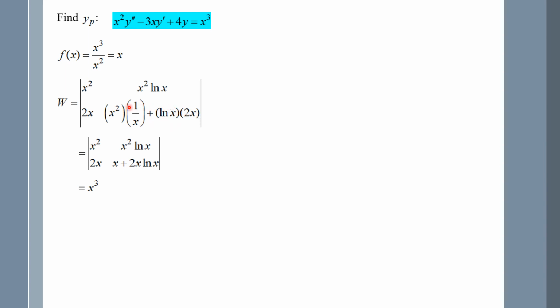We can now simplify this expression. x squared multiplied by 1 over x is simply x. And for this part, we just have to rearrange the order of the product of these two functions, so bring 2x to the front of ln x. So we get the following form. This is the determinant of the matrix that we have already set up, and now we're going to evaluate the Wronskian using the formula AD minus BC. So the end result is W equals x cubed.